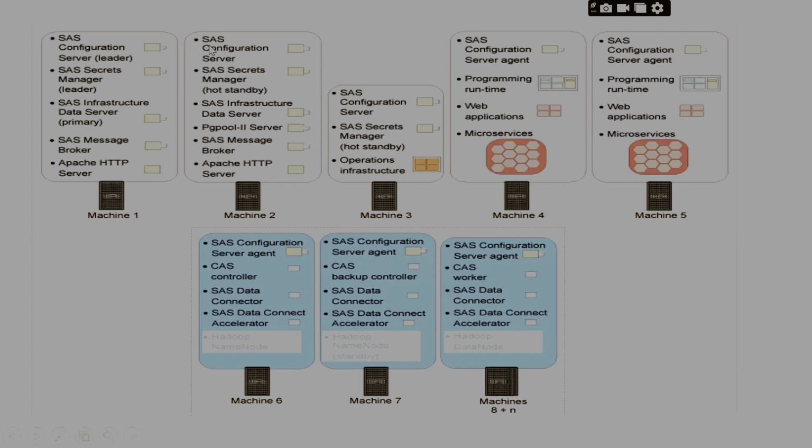So next, SAS configuration server. This is a host standby. This is a master controller. This is a secondary controller. PG pool server is a database server. Apache HTTP server is available here as well. Why is Apache HTTP server only available in master servers? Other servers do not have Apache HTTP server. Why? Because it is the connecting point.